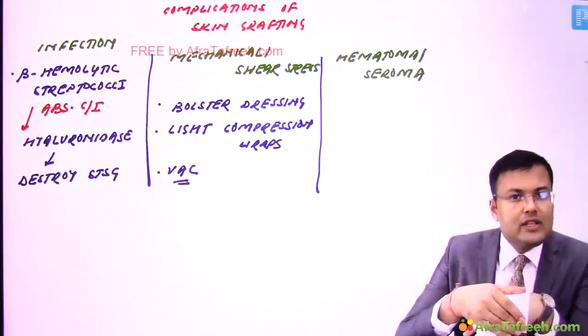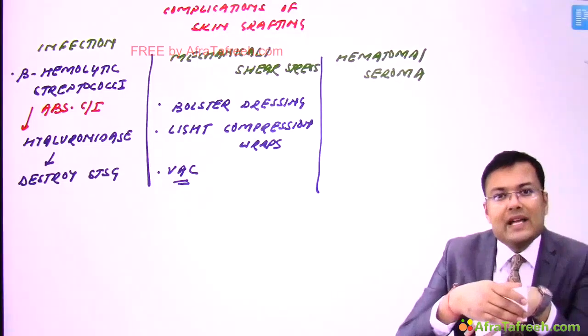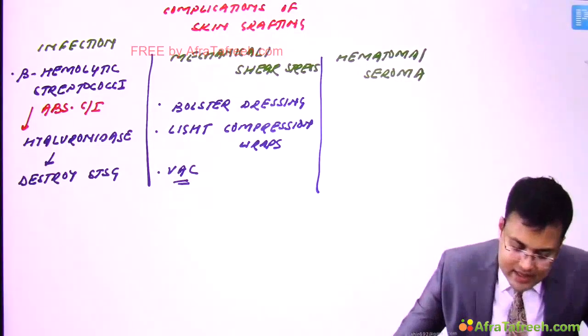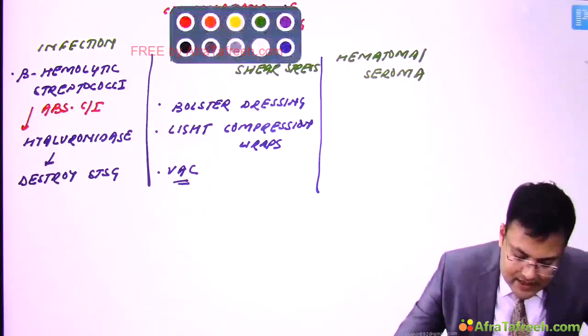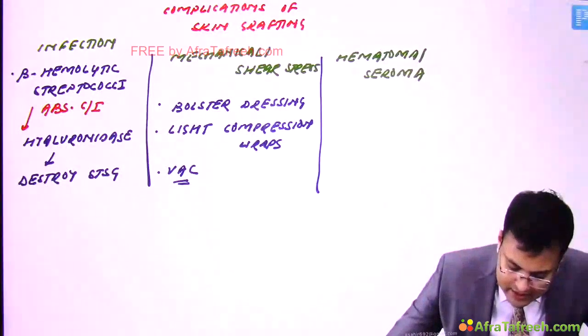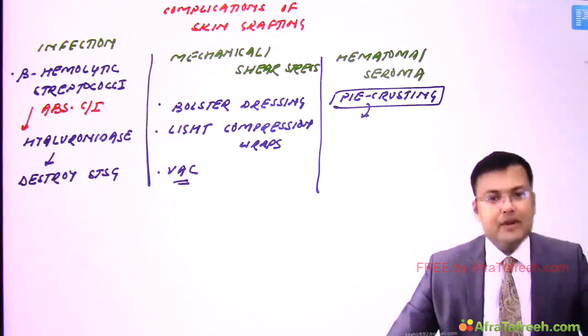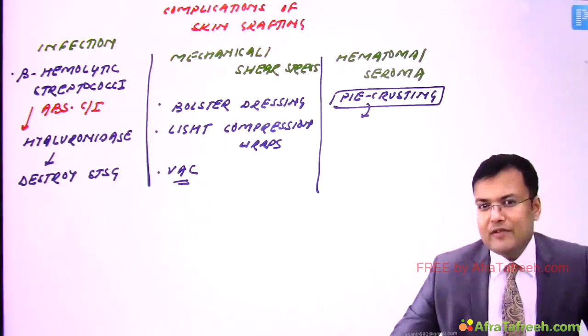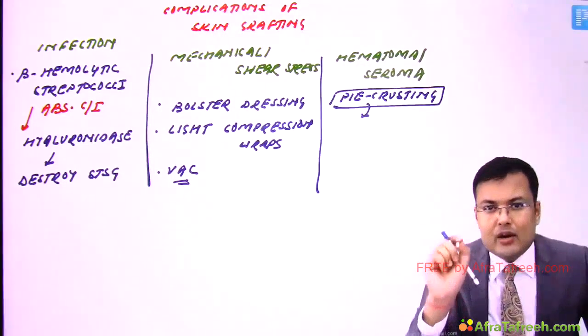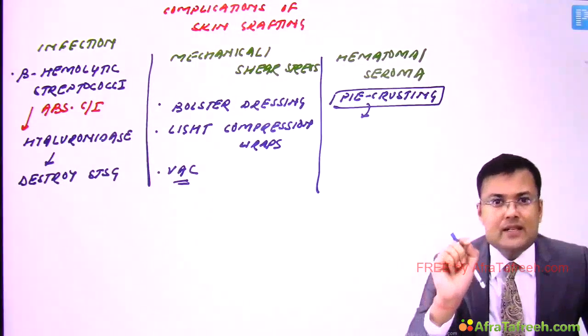Clear? So small stab incisions can be given in the graft, and whenever you apply this graft, whatever fluid is collected beneath the graft will come out. Clear? So this is known as pie crusting. Creating multiple stab incisions in the graft is known as pie crusting, and by pie crusting we can prevent hematoma and seroma formation.